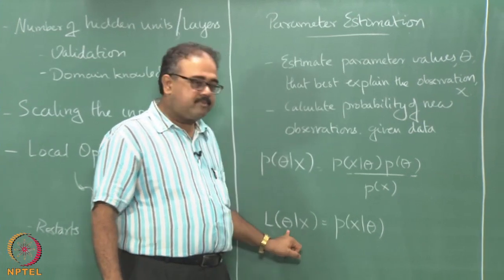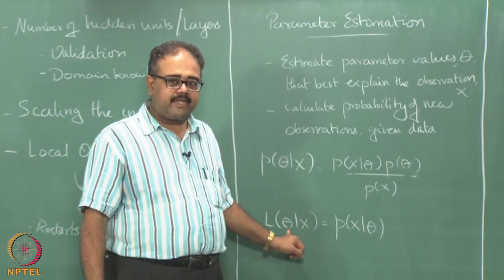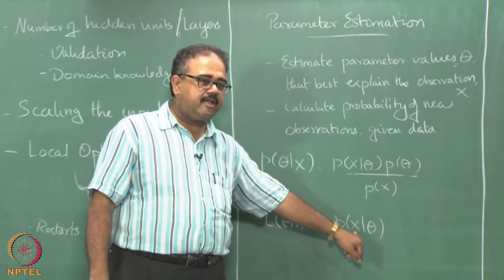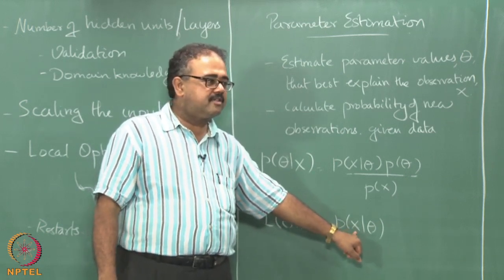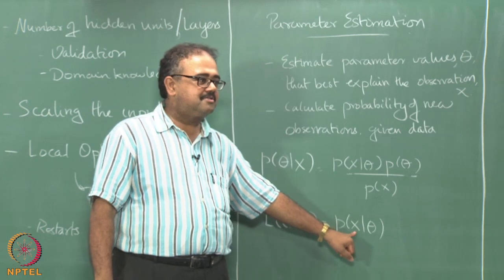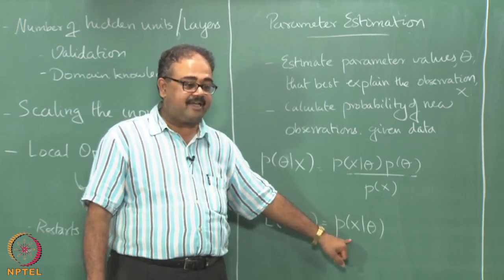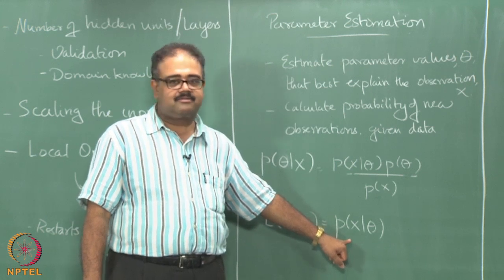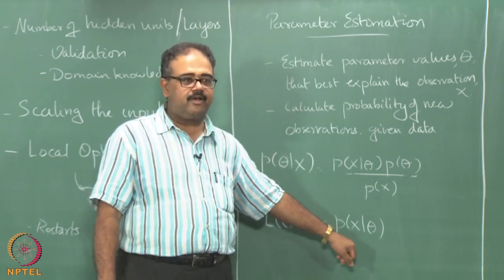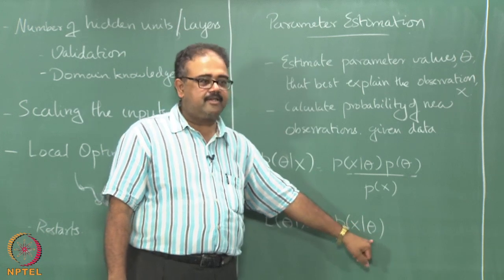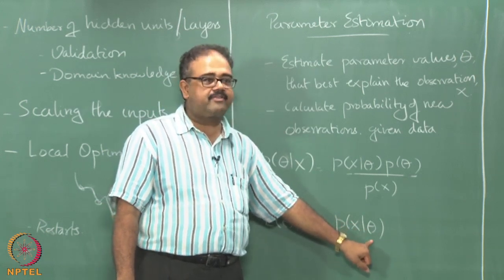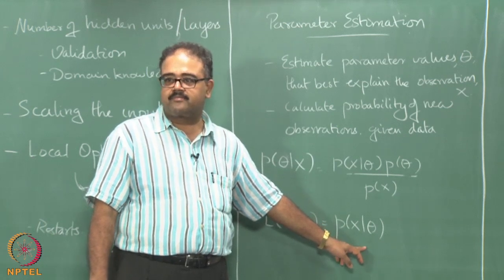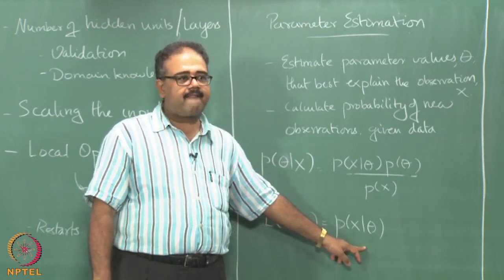So, I am going to write the likelihood as likelihood of theta given x. If I write it like that, people get a little confused. It is the likelihood of the data. I already mentioned this is the likelihood of theta, not data. It is likelihood of the parameters given the data, even though we write it as probability of x given theta. Is it clear?